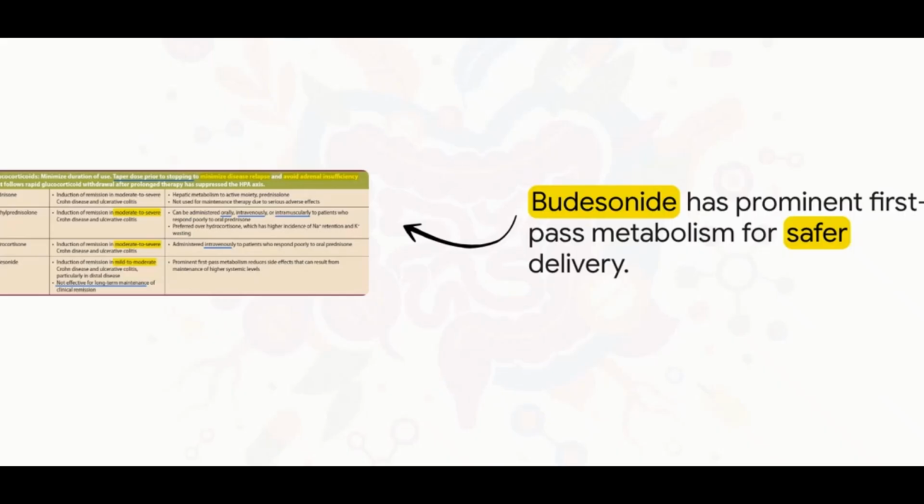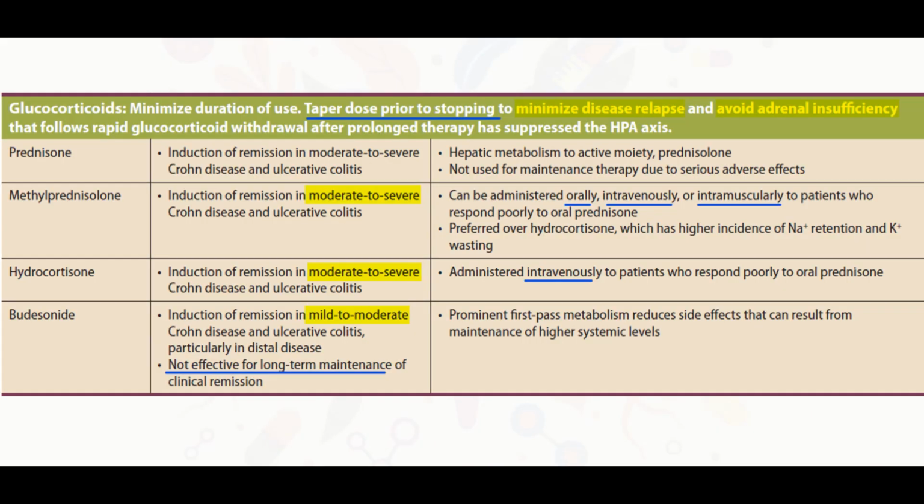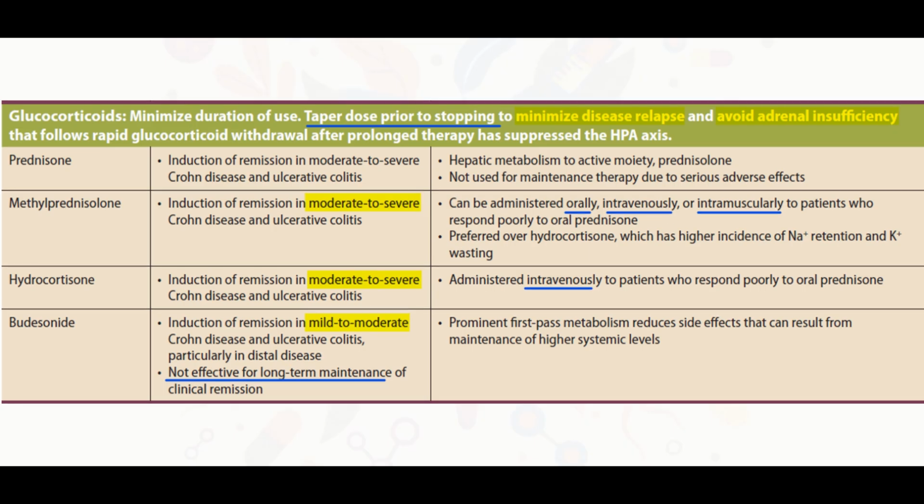Now, budesonide provides a really fascinating exception to this rule. While most steroids are for moderate to severe disease, budesonide is specifically used for mild to moderate distal disease. Why is that? Well, it has this unique first-pass advantage.